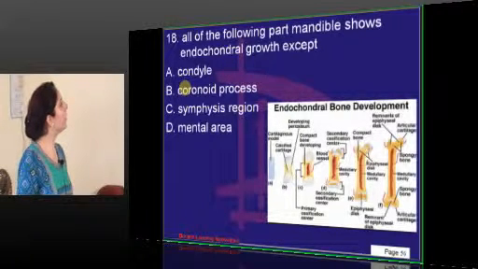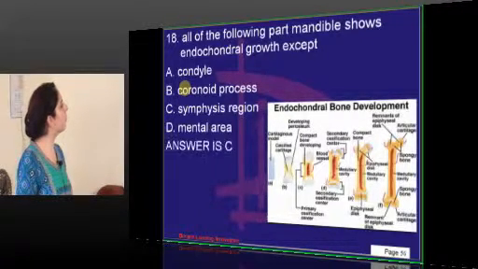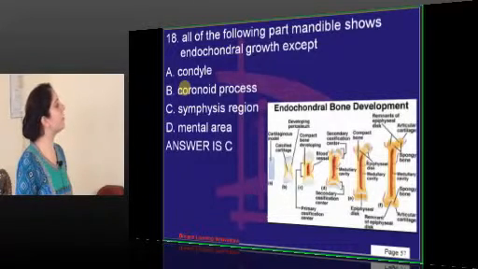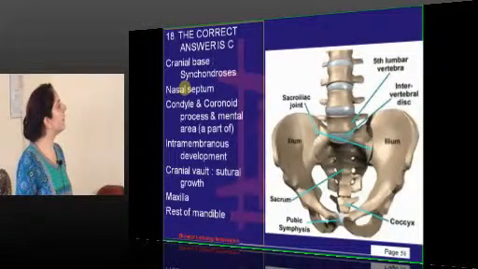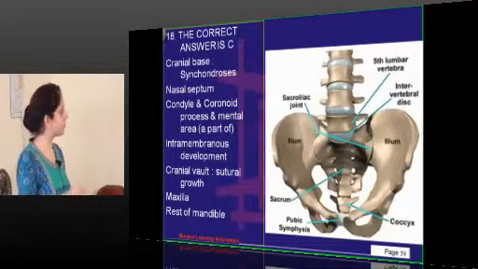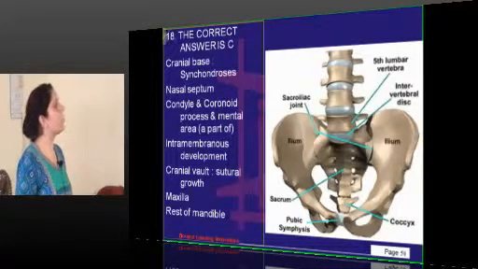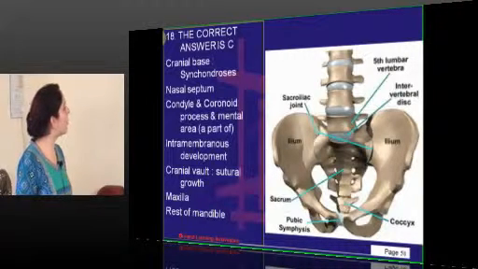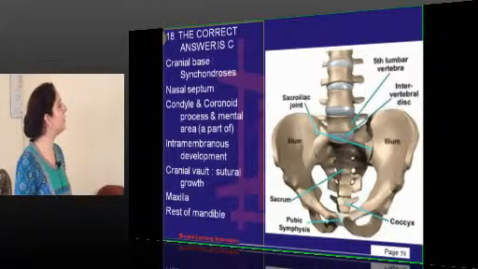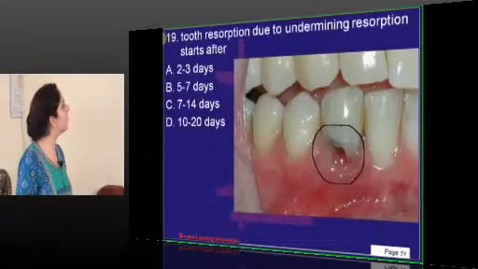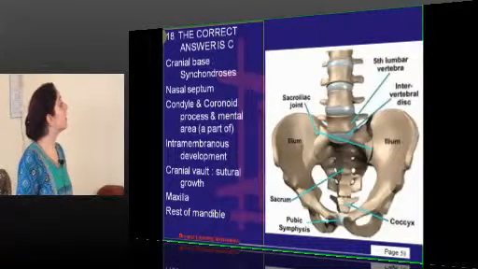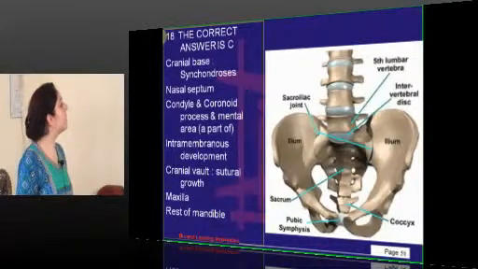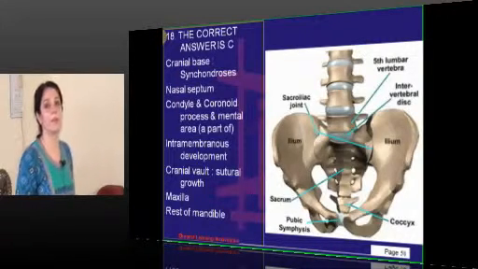All of the following parts of the mandible show endochondral growth except the symphyseal region. Now, in the cranial base you see synchondrosis, and in the nasal septum and condylar processes you see endochondral growth, whereas the cranial vault and maxilla and rest of the mandible you see sutural growth development.